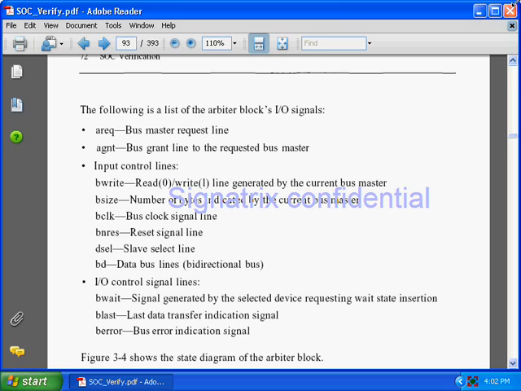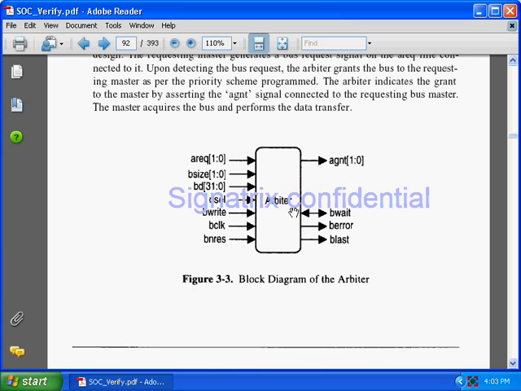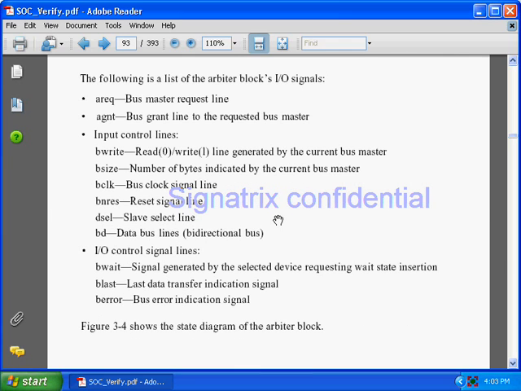Input control line, b write: a read or write line generated by the current bus master. Suppose one master wants to write or read. How will you come to know whether your master wants to write or read? During that time b write will tell that your master wants to write into the slave. 0 for read and 1 for write. B size is the number of bytes indicated by the current master, so you can say it is a burst also: how much data your master wants to transmit towards the slave.